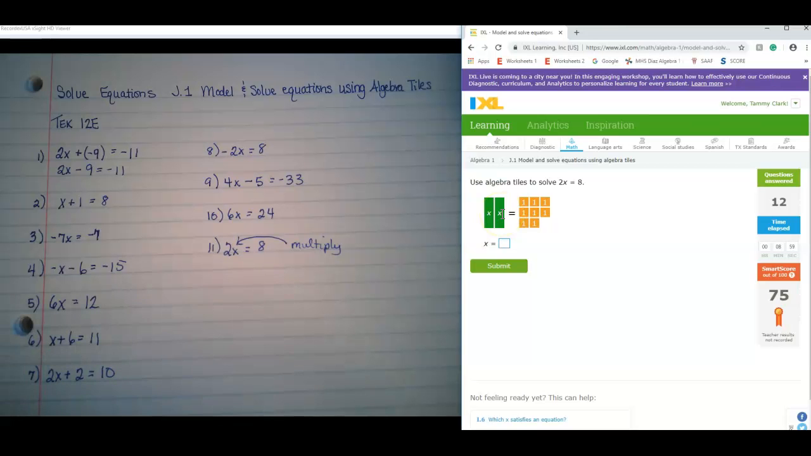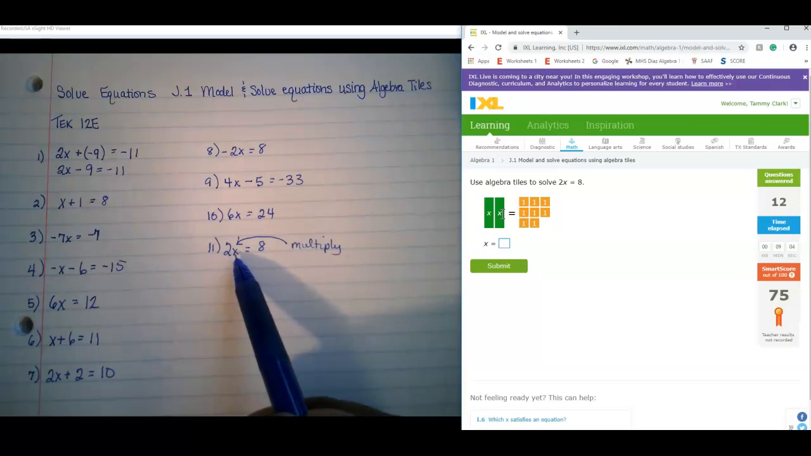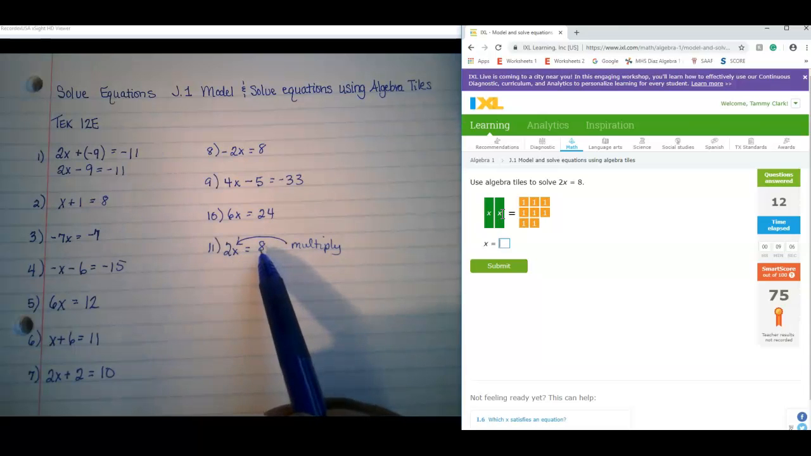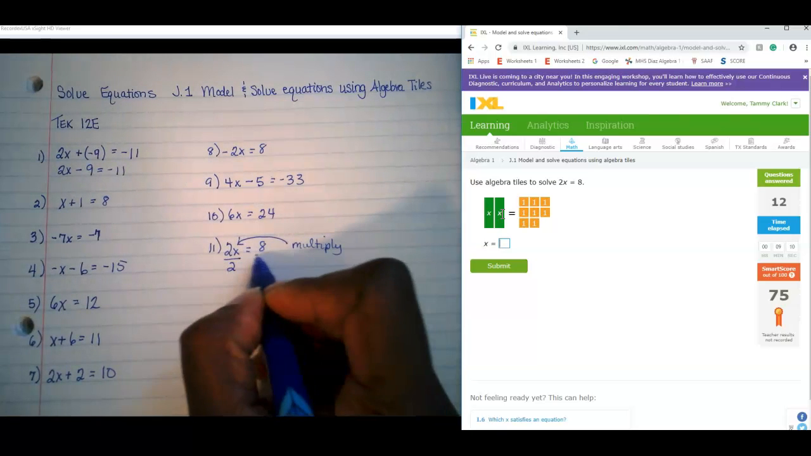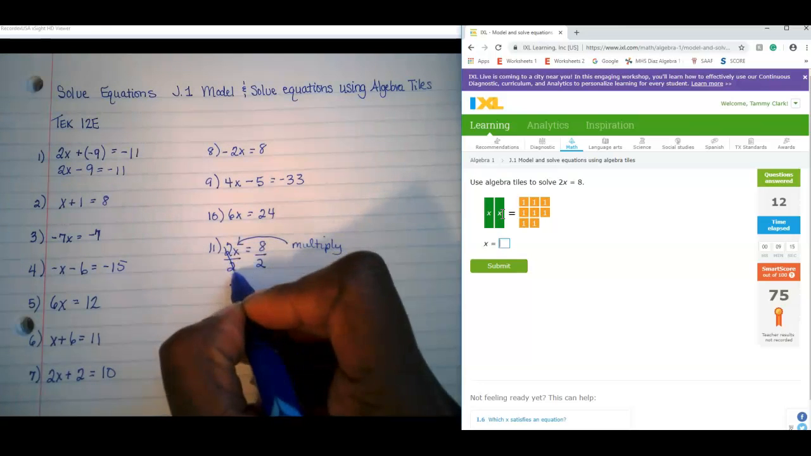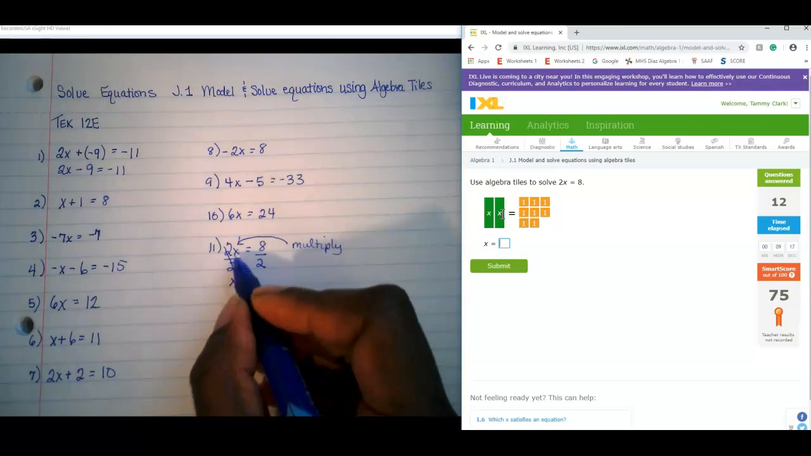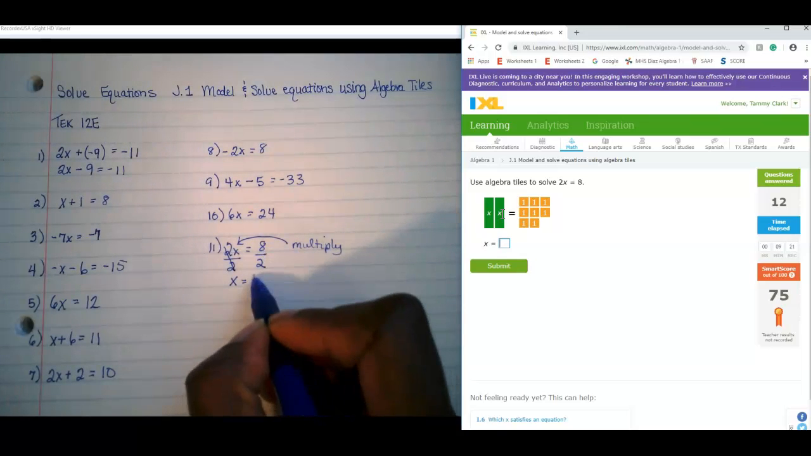There's another way we could look at it as well. If I'm multiplying 2 times 4 to get 8, I can also divide by 2, and 2 divided by 2 simplifies to 1, so 2x divided by 2 simplifies to 1x. 8 divided by 2 is 4.